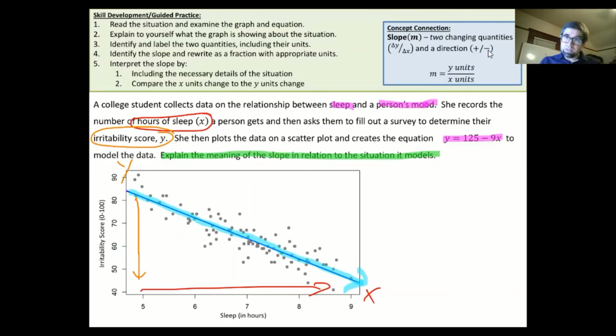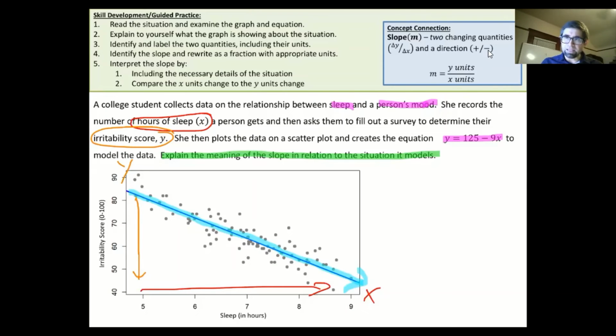Okay, so what this graph is showing me is that the more sleep people get, the less their irritability score is probably going to be. Now that I have that understanding, let's go ahead and start writing down and explaining what the slope is very much explicitly telling us.